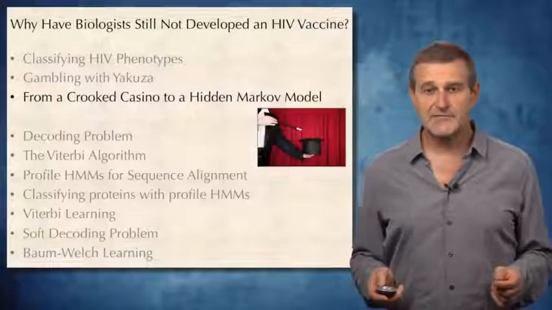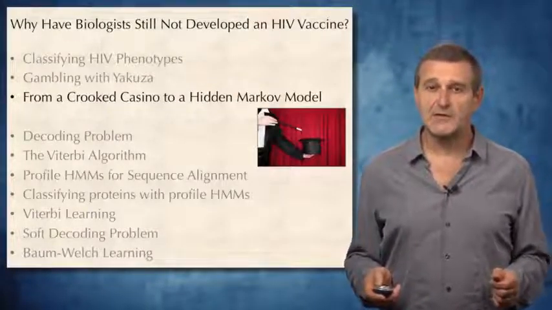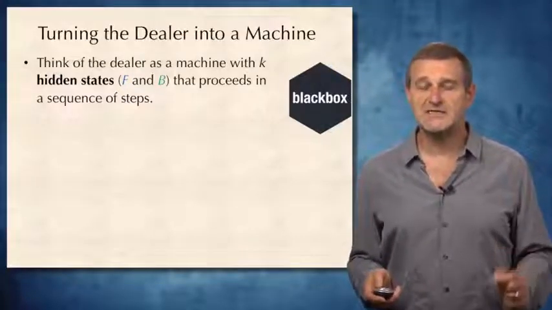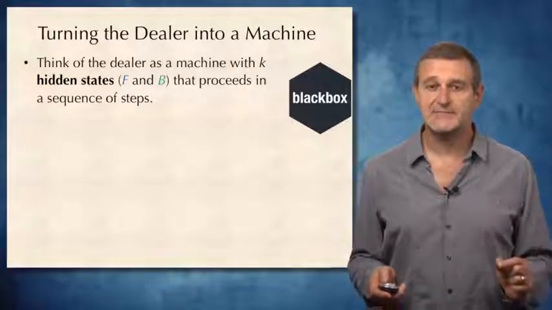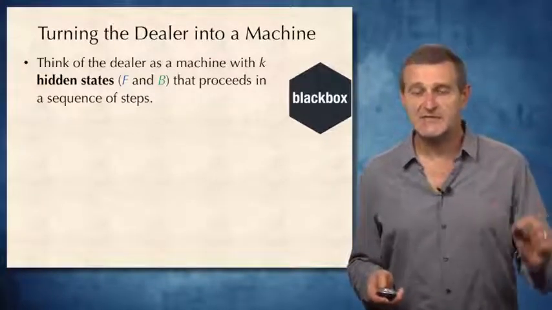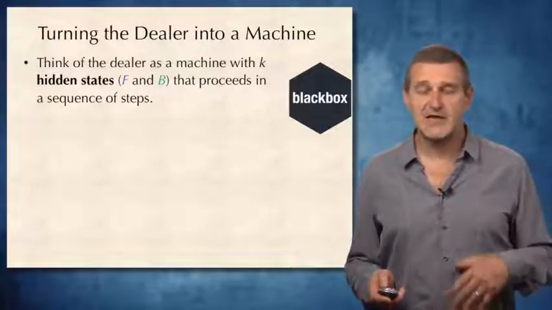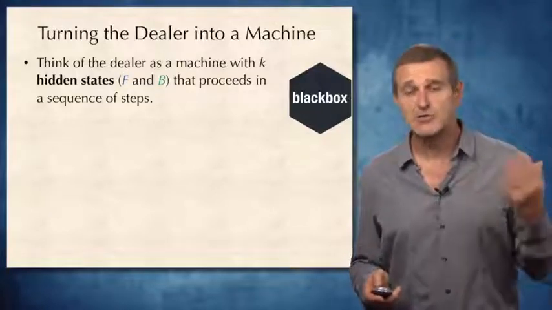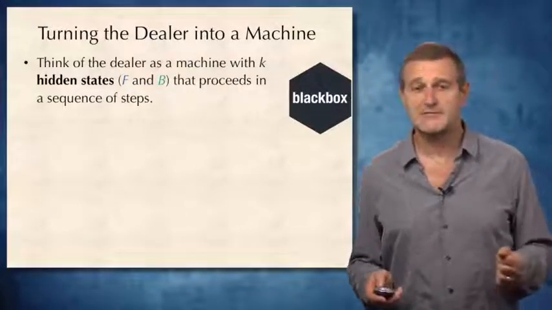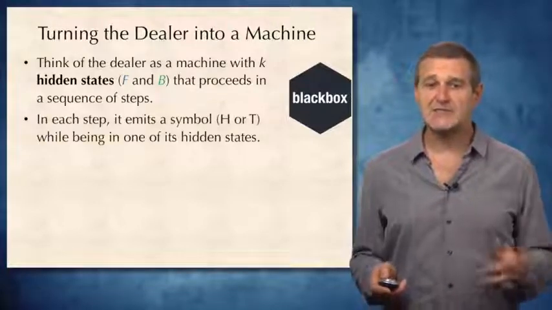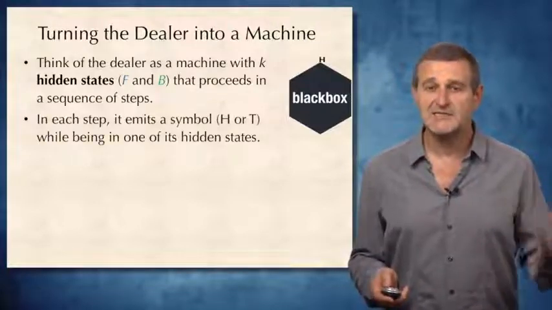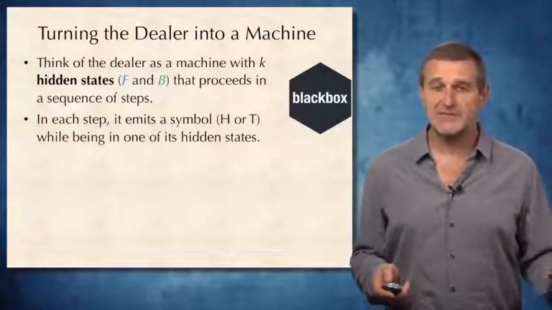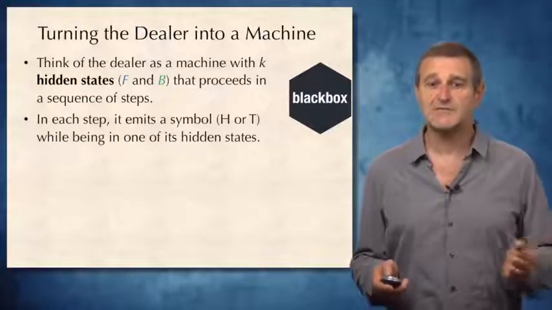We are now ready to define the notion of the hidden Markov model, and to do this, we will turn the dealer into a machine with k hidden states. This machine will proceed in a sequence of steps, and for example, in the case of coin flipping, these hidden states will correspond to fair or biased coins. At each step, the machine emits one of the symbols from the alphabet. In the case of coin flipping, the symbols the machine emits will be heads or tails, of course.